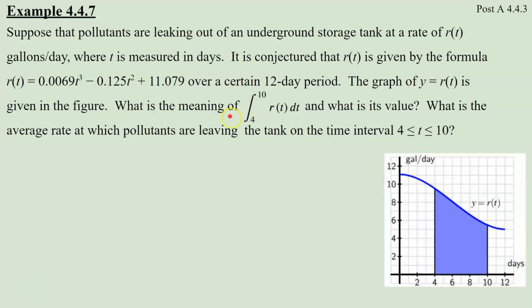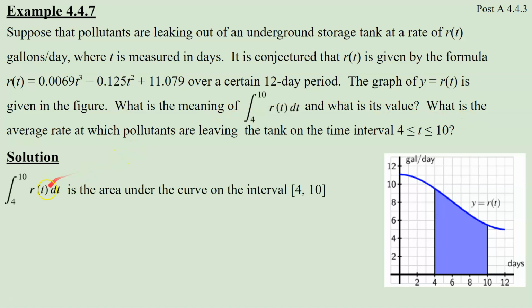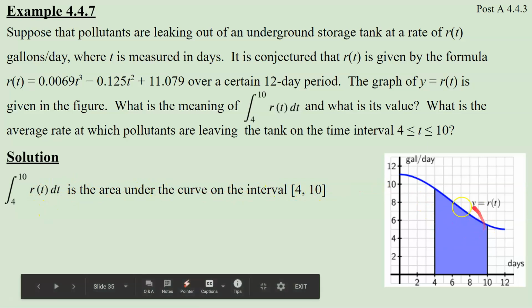What is the meaning of the definite integral from 4 to 10 of R of t dt, and what is its value? So 2 questions in one there. Then, what is the average rate at which pollutants are leaving the tank on the time interval from t equals 4 to 10? So pretty loaded example here. Let's go through this step by step. The definite integral from 4 to 10 of R of t dt is the area under the curve on the interval from 4 to 10. So that's that area there, which we don't have a value for yet.